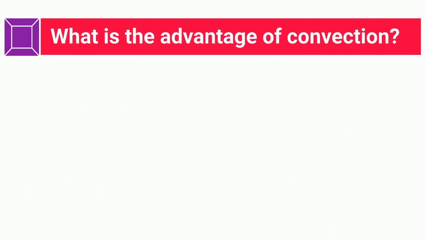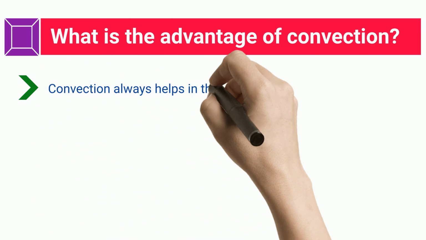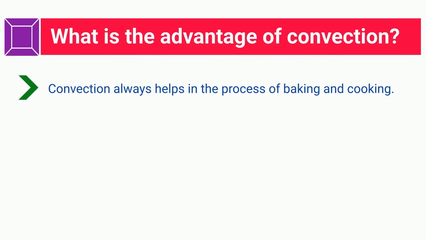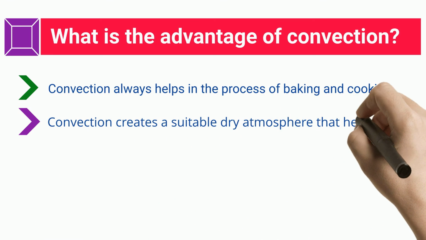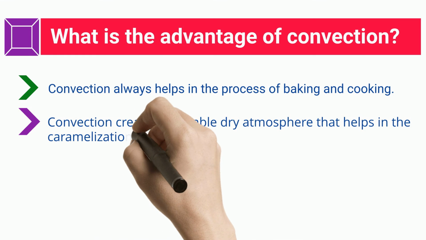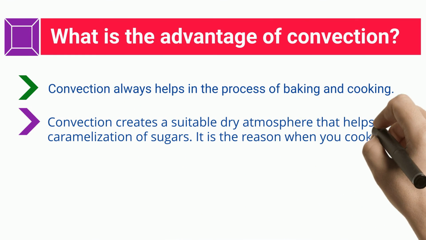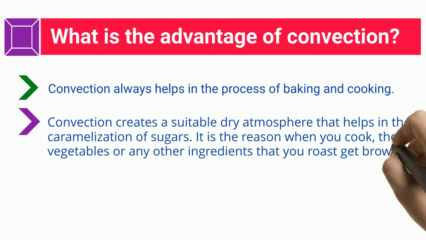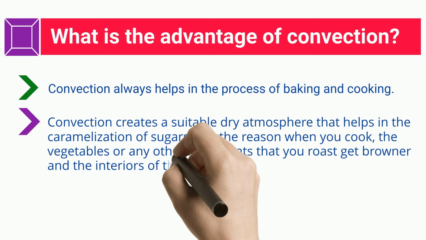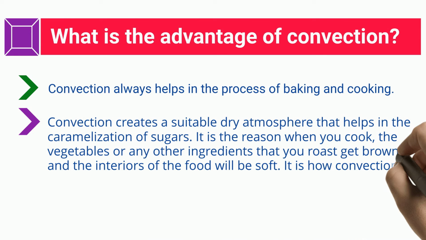What is the advantage of convection? Convection always helps in the process of baking and cooking. Convection creates a suitable dry atmosphere that helps in the caramelization of sugars. It is the reason when you cook, the vegetables or any other ingredients that you roast get browner, and the interiors of the food will be soft. It is how convection heat transfer is beneficial.